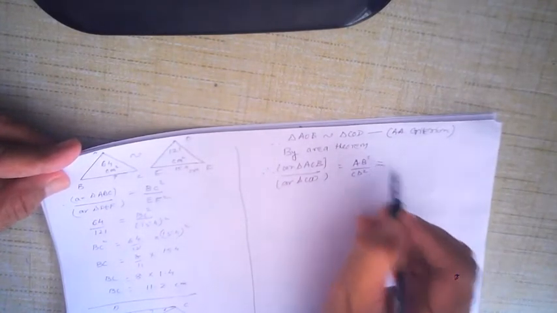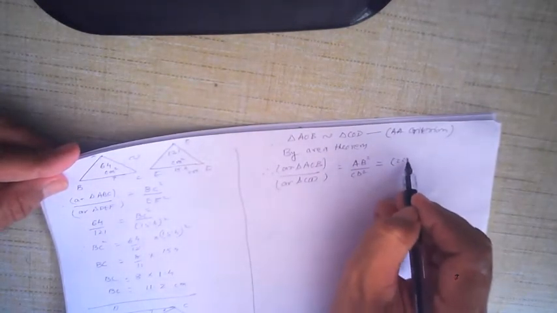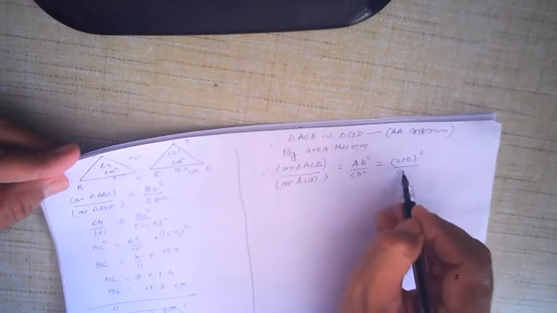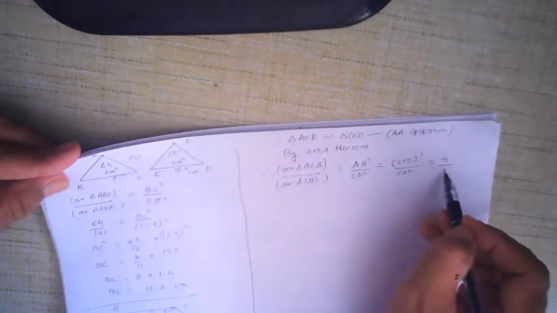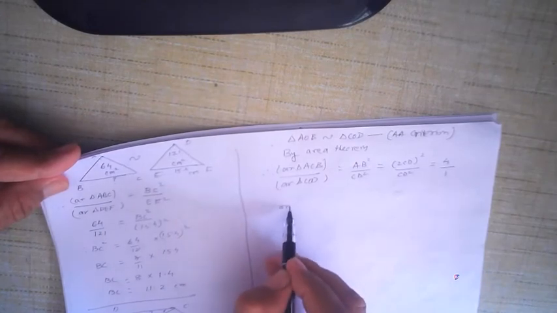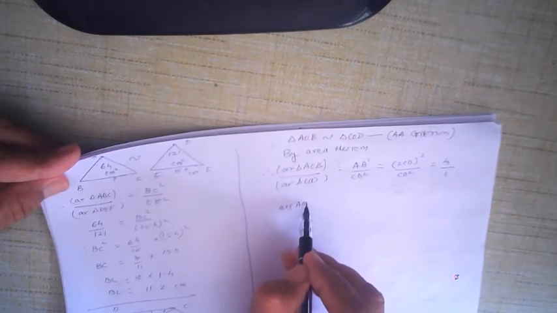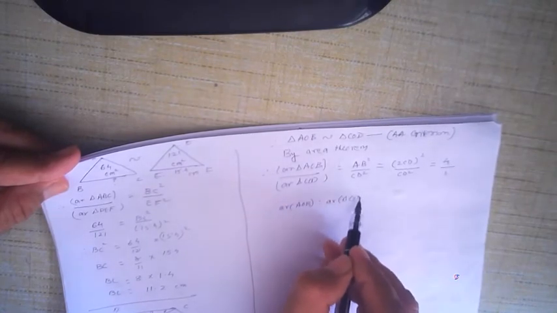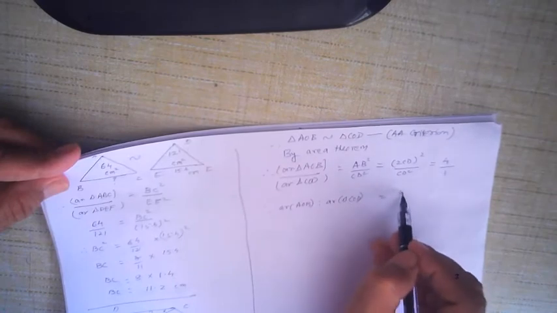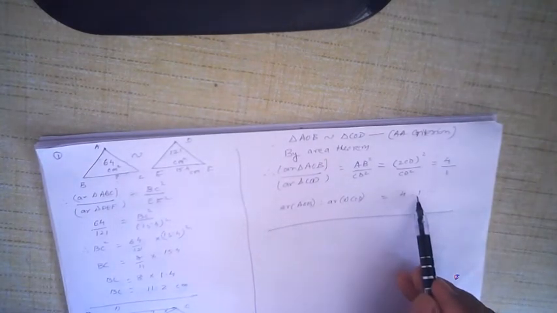But remember, AB is 2 times CD. So in place of AB, I can put 2CD square upon CD square. CD square will cancel out and I get 2 squared, which is 4, so 4 upon 1. Therefore the ratio of the area of triangle AOB to the area of triangle COD will be 4:1. The question says find the ratio of the areas of these two triangles, and the ratio is 4:1.